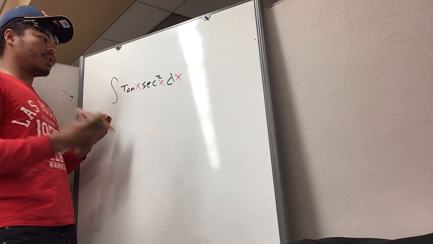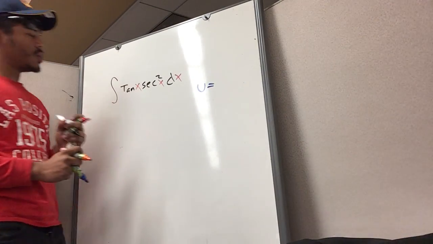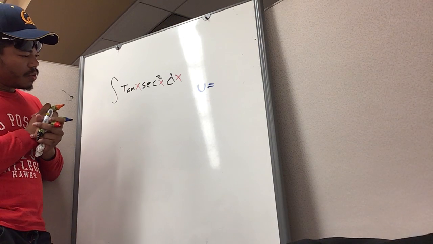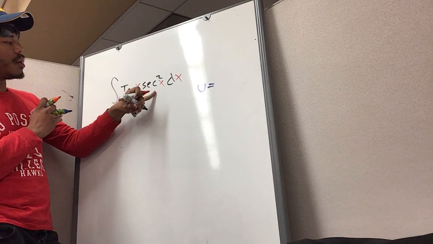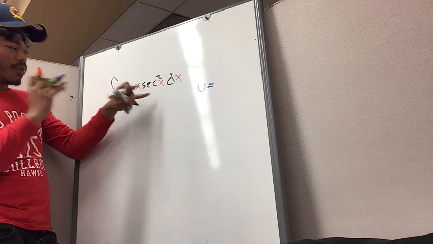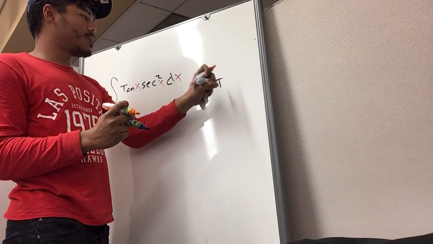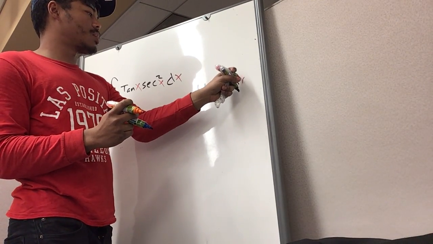Say u would be? I said u would be blue. u equals. I would pick the easiest one, because I know the derivative of tangent is secant squared. So I'm going to do that right now, tangent x, to show how it works.